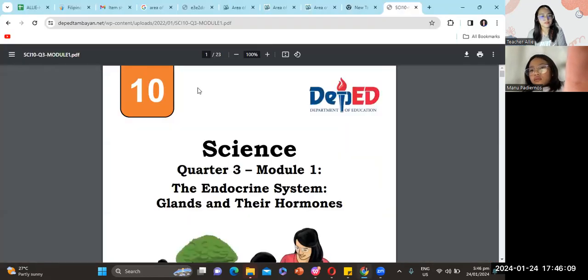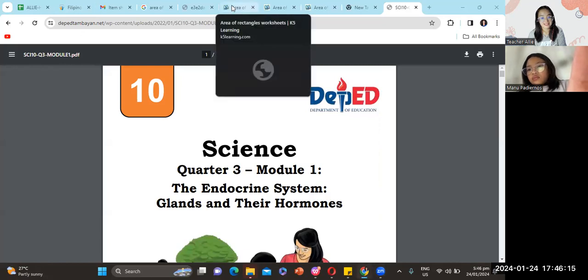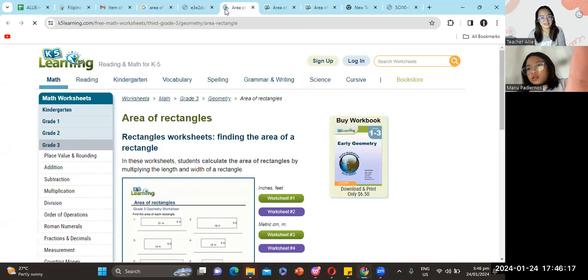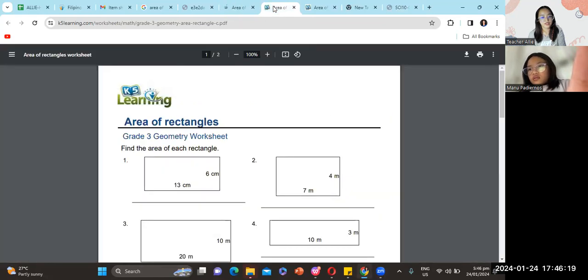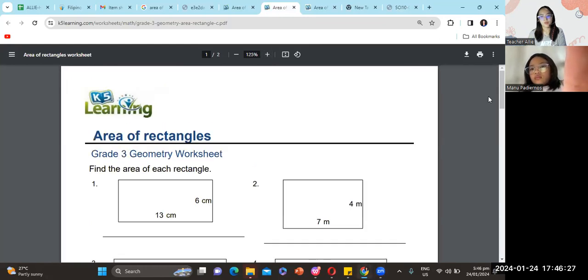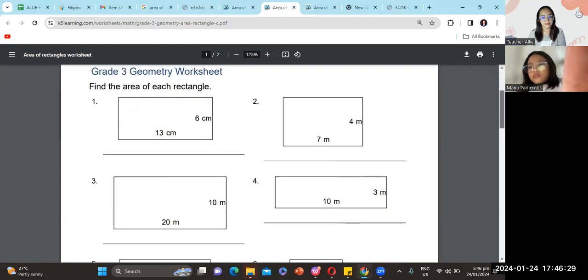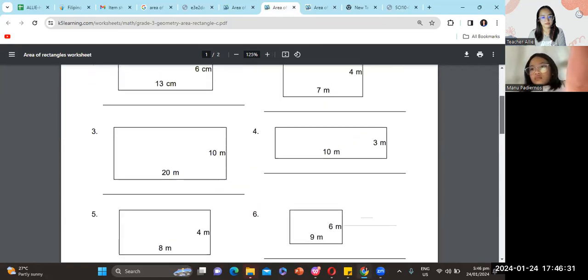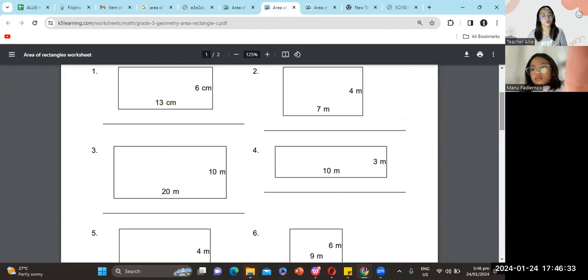Now, let's proceed to your worksheet. Do you understand now how to do this task? Yes. Okay, that's good. Now, let's have the worksheet about area of a rectangle. Let's start with number 1. We look at number 1 and then solve.